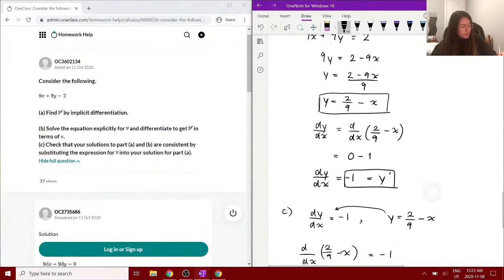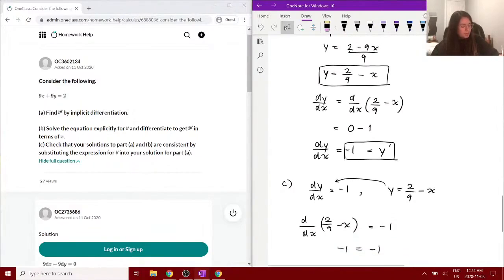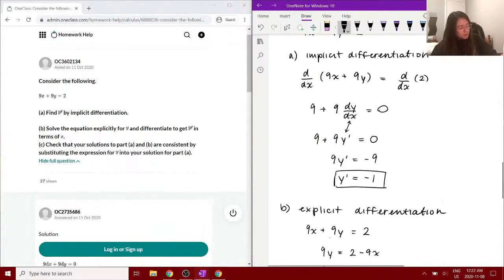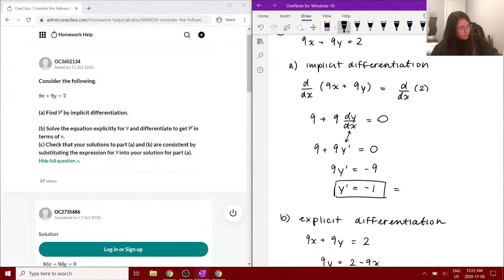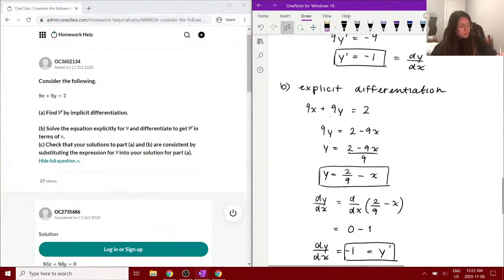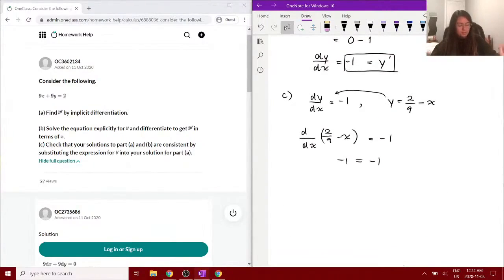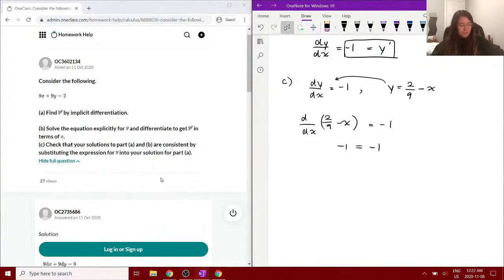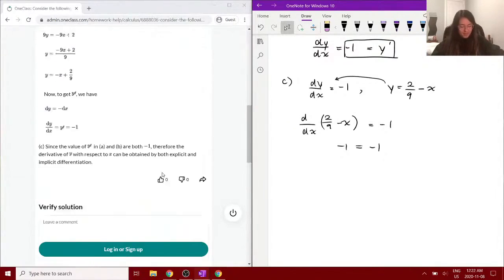So we see that we get minus 1 on both sides, meaning that this solution was correct. And it might seem silly that I'm doing this because I took both things from this second part here, but we also found that dy by dx is equal to minus 1 in the first equation. Anyways, it's pretty redundant, but that is what they're looking for in the question, just to confirm that both answers from A and B are the same. So yes, they both give us minus 1. And that's all for that question.